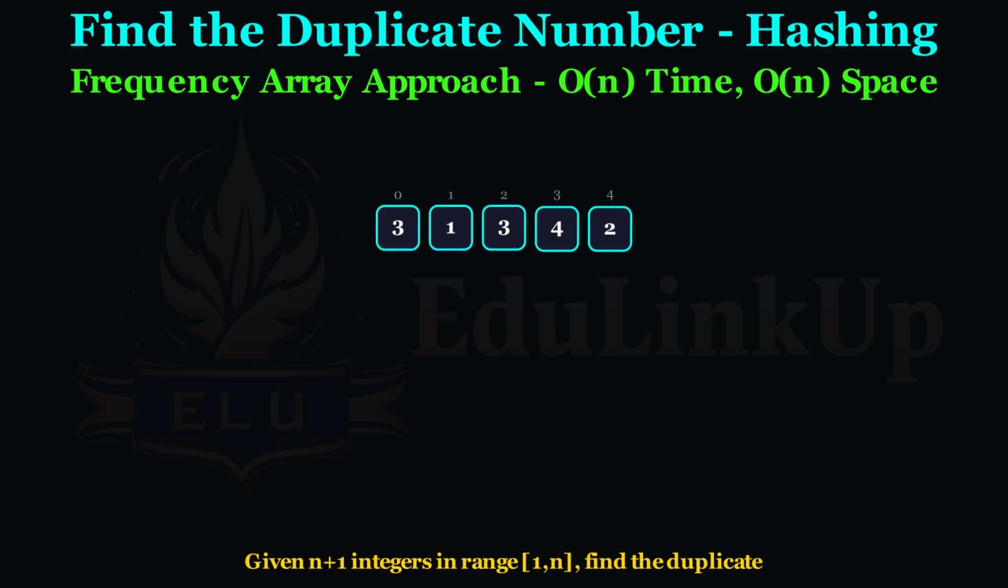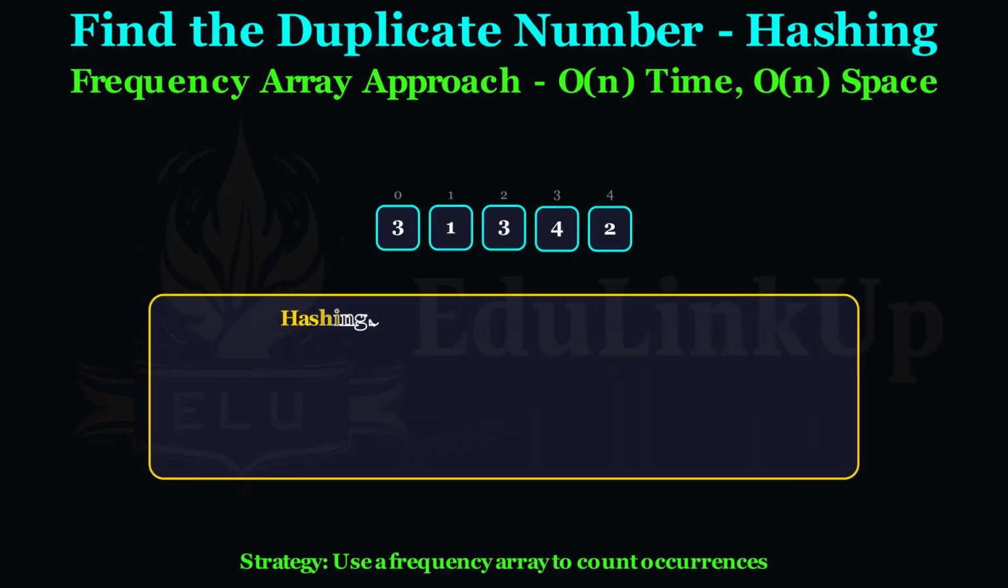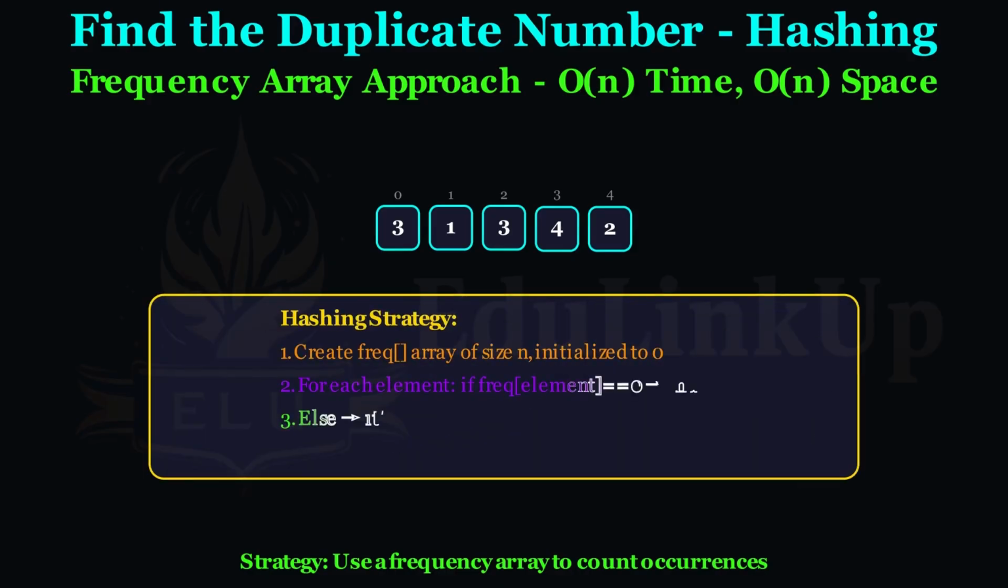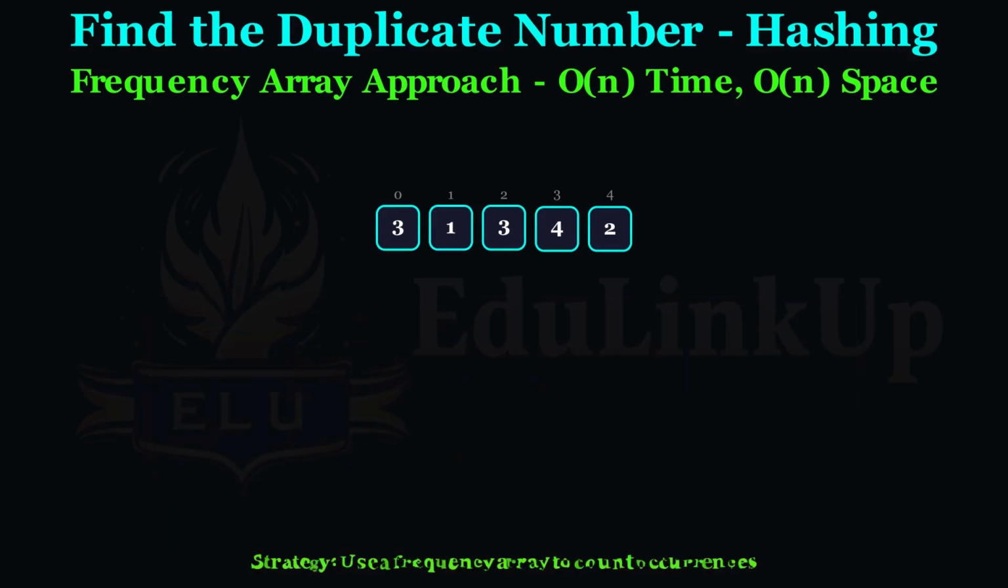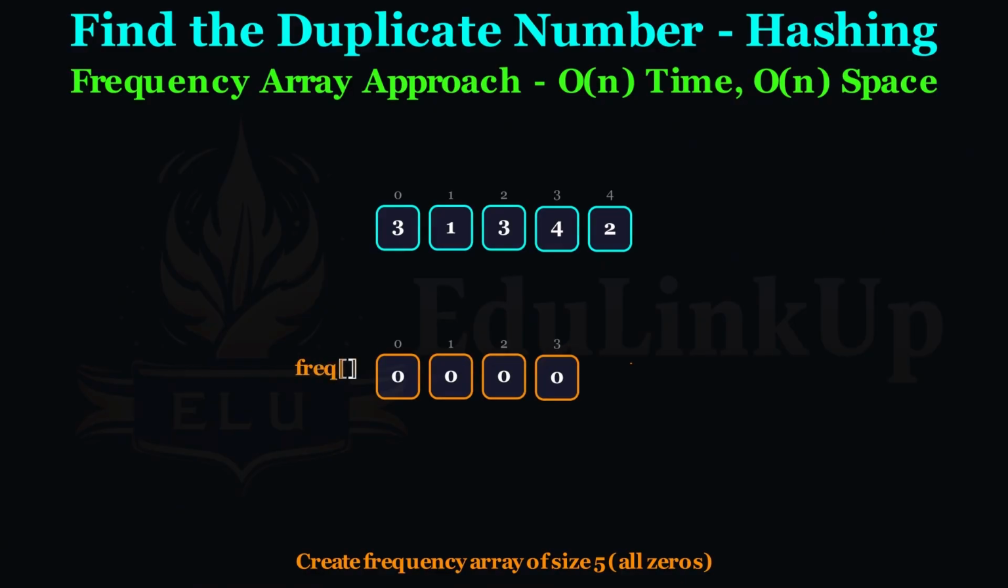Our first example is 3 1 3 4 2. The simplest approach, use a frequency array. Create an array frequency of size n, all zeros. Scan through the input. For each element, check its slot in frequency. If it's 0, mark it. If it's already marked, you found your duplicate.